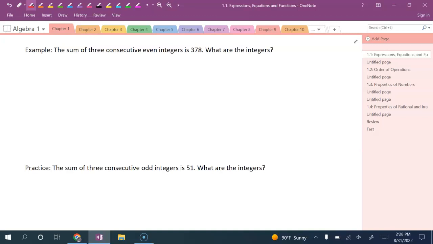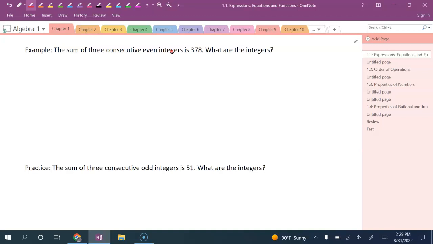So first of all, integers is a word that we use to represent positive and negative numbers. So it could be any number, positive or negative, that would work for this problem. But they do have to be whole numbers, so we don't want to be looking for any decimals or fractions or anything like that. Now the sum of means that you're going to be adding these numbers together. And we're looking for 3 of them, and they have to be consecutive and even.